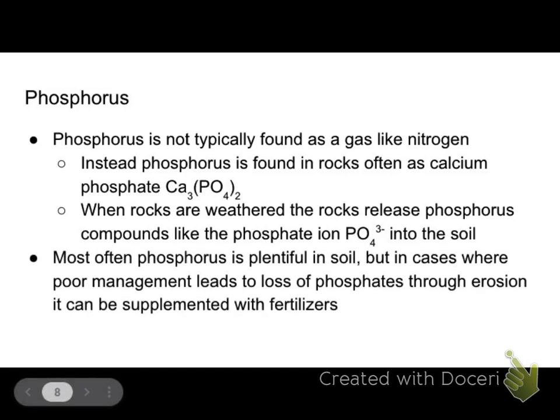Most often, phosphorus is very plentiful in soil, but sometimes, if people don't take care of their soil, a lot of erosion happens, and when erosion happens, we're removing weathered rock and soil and things from an area and washing them away to somewhere else, and as a result, then you can be left with soil that doesn't have enough phosphate in it. So if that is an issue in an area, then they can supplement how much phosphorus is needed by using phosphorus-containing fertilizers on that area.